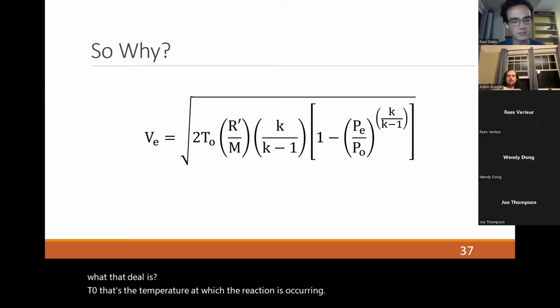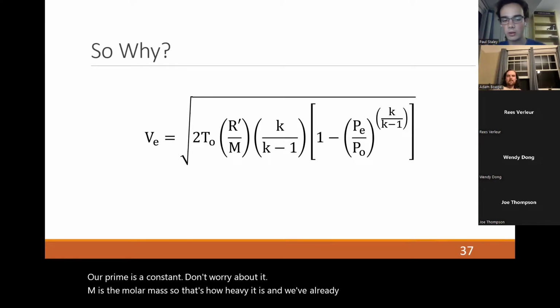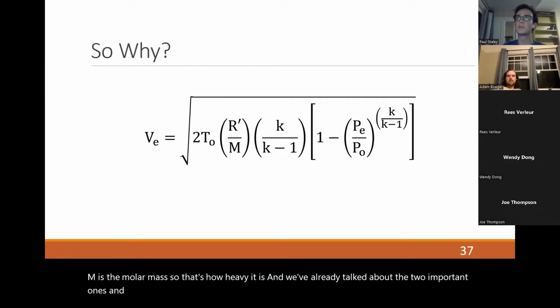R prime is a constant. Don't worry about it. M is the molar mass, so that's how heavy it is. And we've already talked about the two important ones. And the key place that I think sometimes an incomplete explanation of this gets offered.